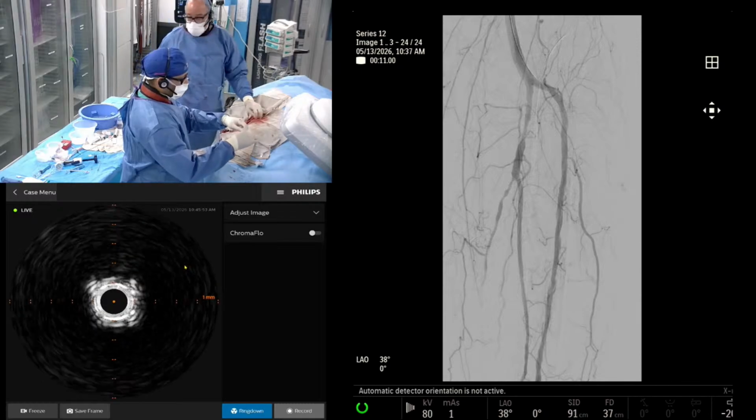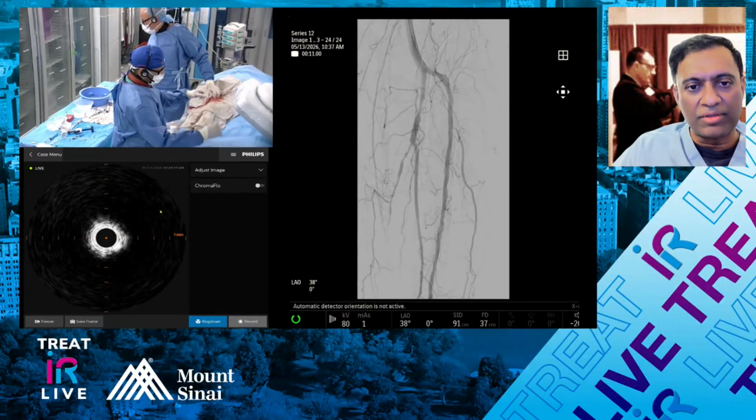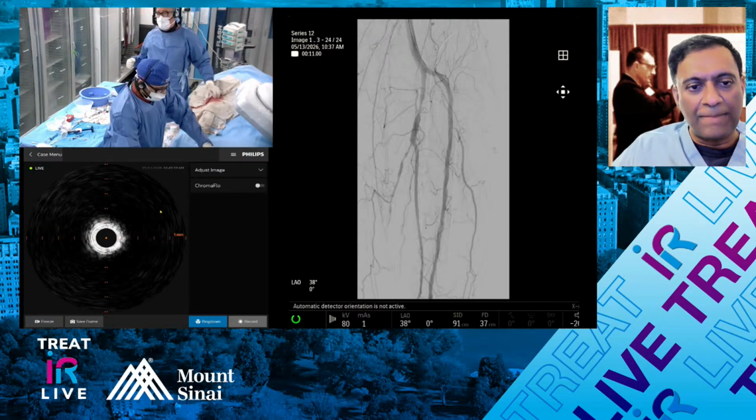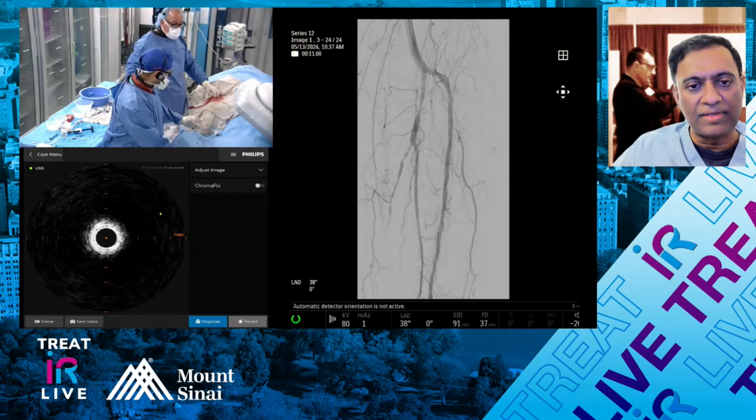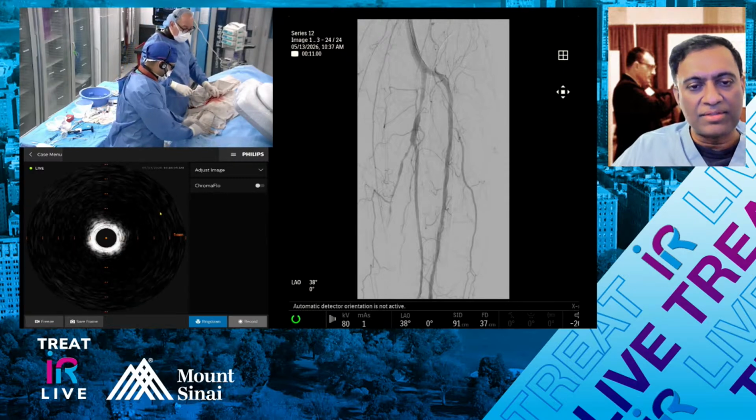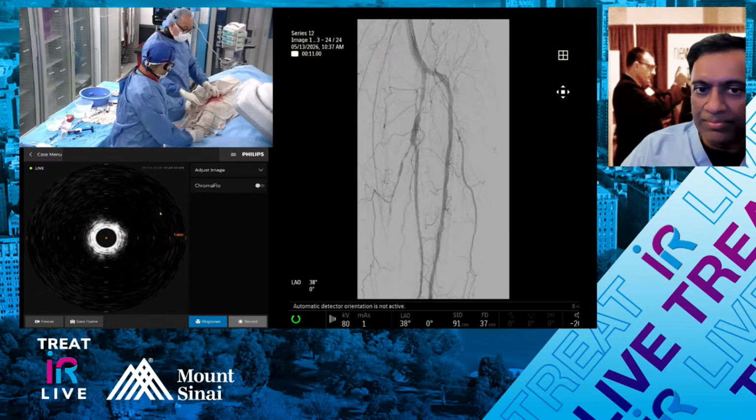So I know you've been using a lot of, historically, and I tend to use the same, coronary drug-eluting stent platforms. And what's your take on this new Limus drug-eluting platform that you have now available?